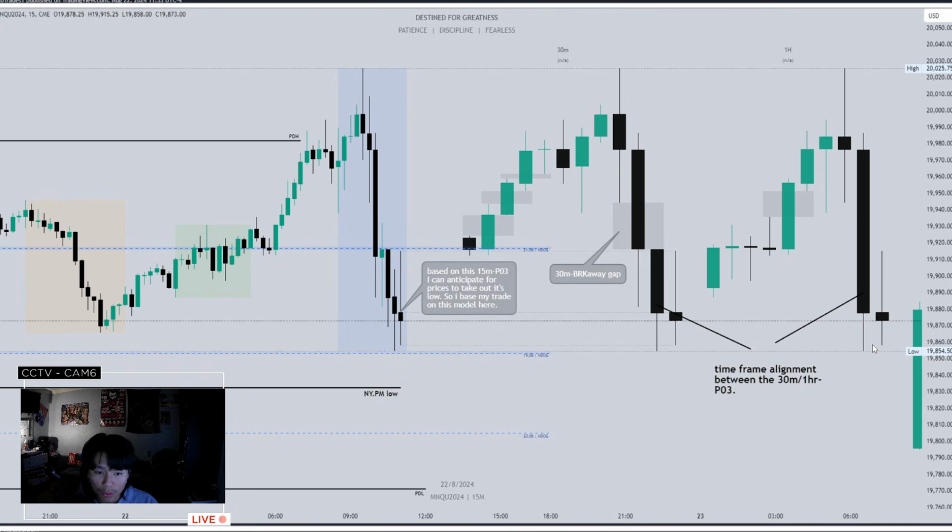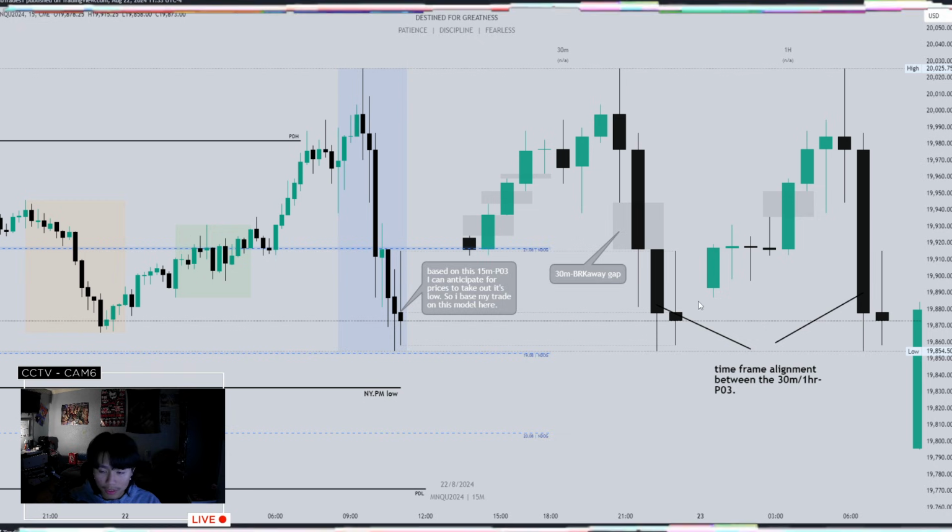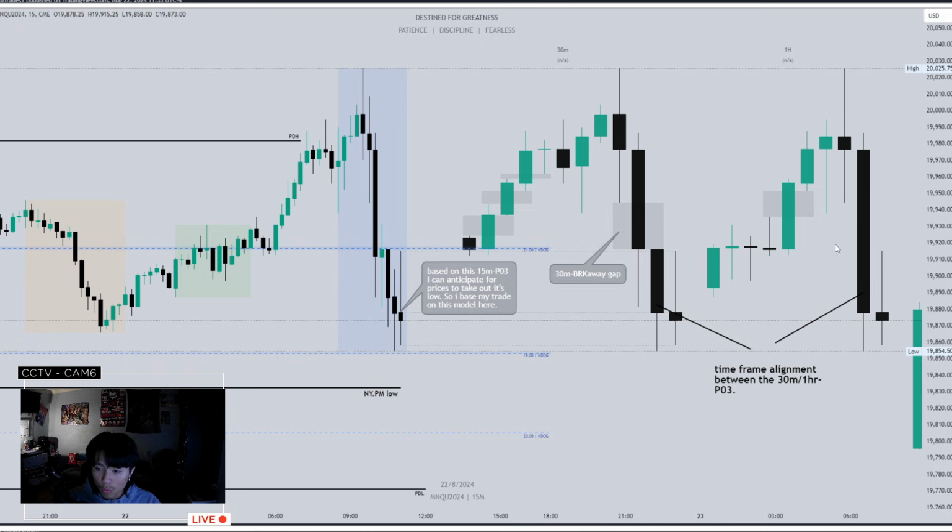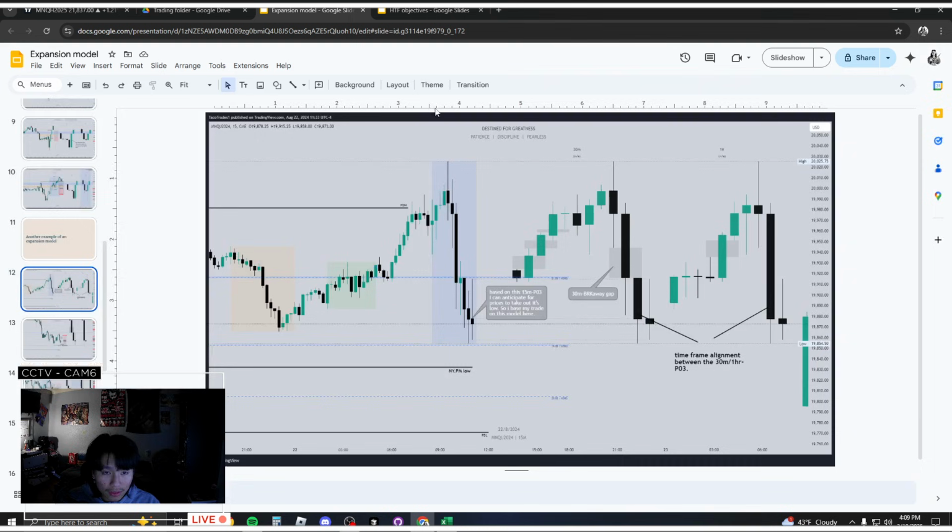To align with the hourly time frame, I go onto the 15-minute time frame. Notice how this hourly candle closed bearish. But I want you to pay attention to this candle.